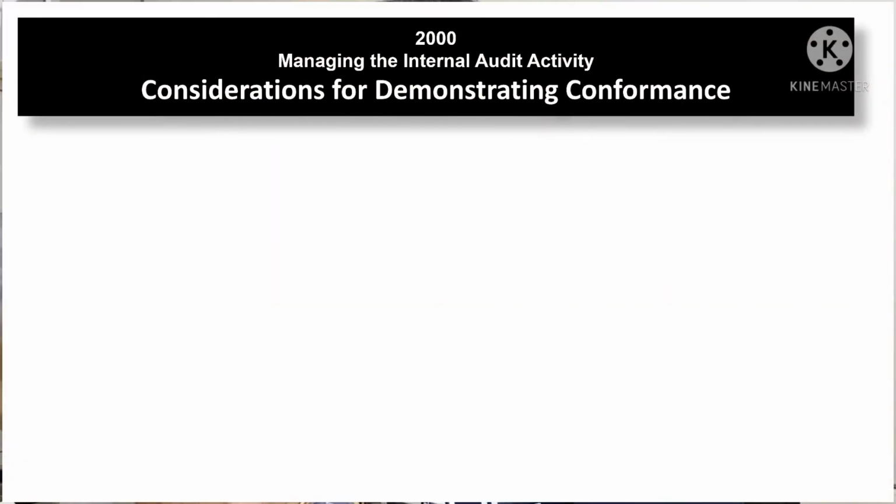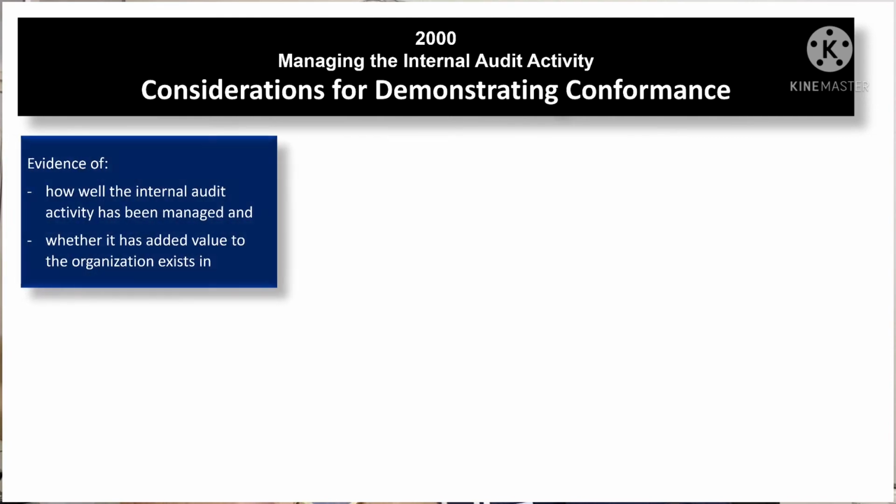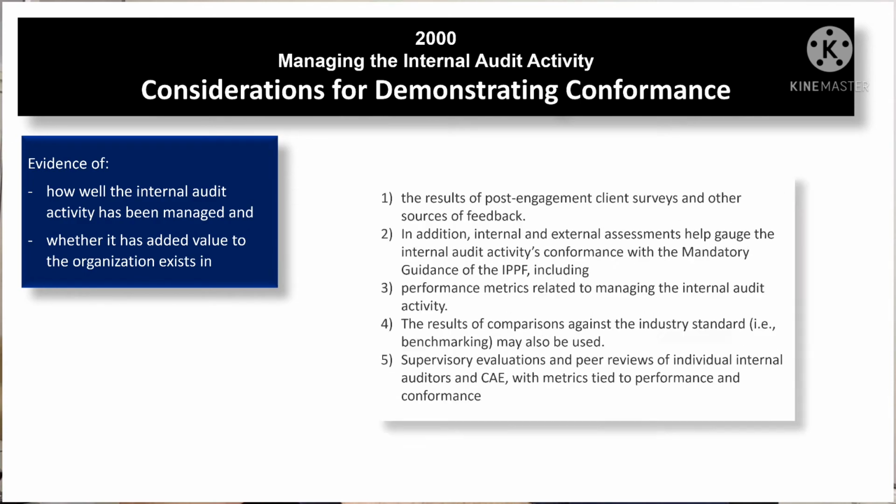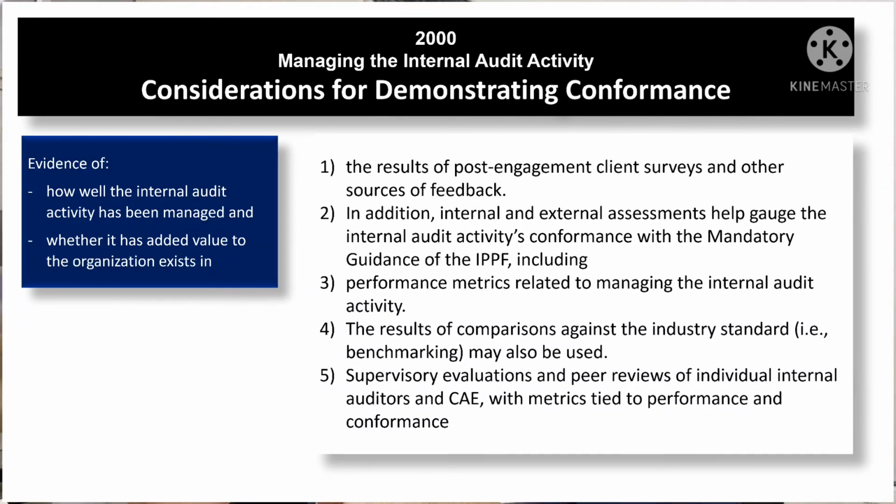So let's see how we can demonstrate conformance by keeping the required documents for this standard. Evidence of how well the internal audit activity has been managed and whether it has added value to the organization can be kept by having the results of post-engagement client surveys and other sources of feedback. In addition, internal and external assessments can help in measuring the internal audit activity's conformance with the mandatory guidance of IPPF, including performance metrics, performance reviews or evaluations related to managing the internal audit activity, and the results of the comparisons against the industry norm, which is the benchmarking we discussed before.